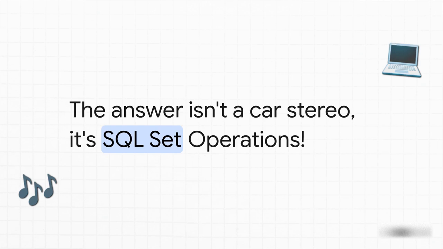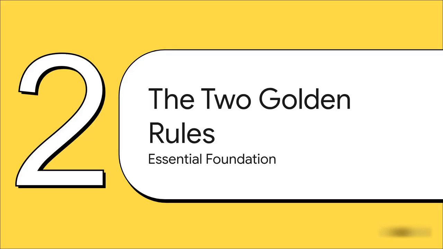So how do they solve this? Well, the answer isn't in the car stereo settings. Nope, it's in SQL. The solution is something called set operations, a handful of commands that are literally designed to combine, compare, and contrast lists of data, just like their playlists. But before we jump in and start writing any code, hold on. We need to talk about the foundation. There are 2, let's call them golden rules for set operations. They're non-negotiable. If you get these wrong, your query just won't run. So let's lock these in first.